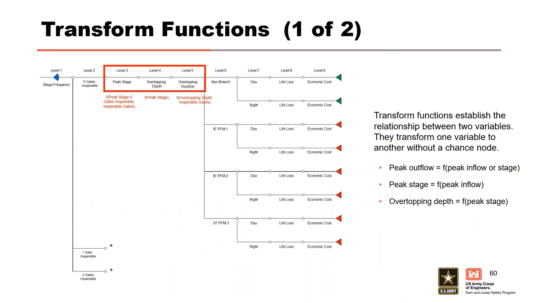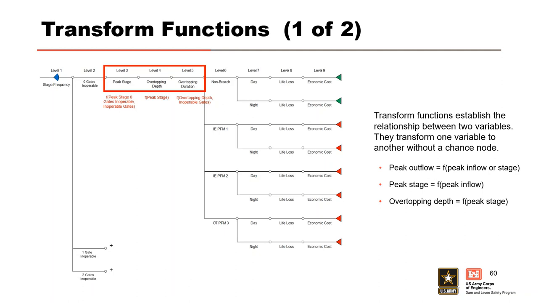Now back to event trees. In levels 3, 4, and 5, we have transform functions. As their name implies, transform functions are used to transform values of one variable to another variable without a chance node. We can use set relationships that can help us transition from one variable to another, like inflow to outflow, or inflow to peak stage, or peak stage to overtopping depth.